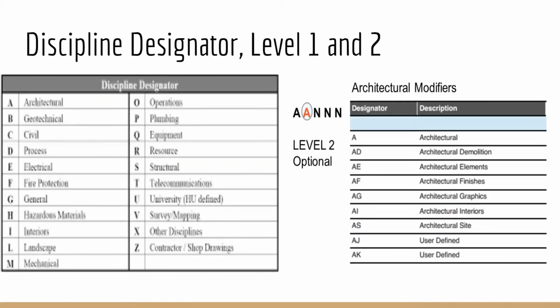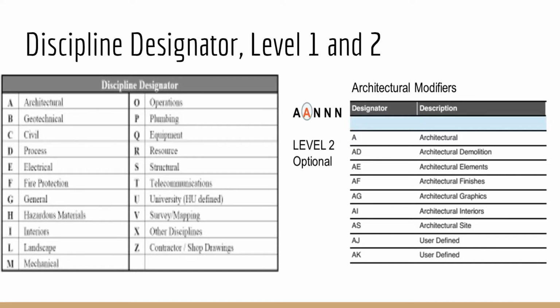Discipline designator level 1 and 2. Discipline designator is used to identify the types of work included on drawings. This helps organize drawings and makes working in a team environment easier by allowing specialized works to find their specific drawing. For example, a plumber can find his drawings easily by just looking for the letter P.